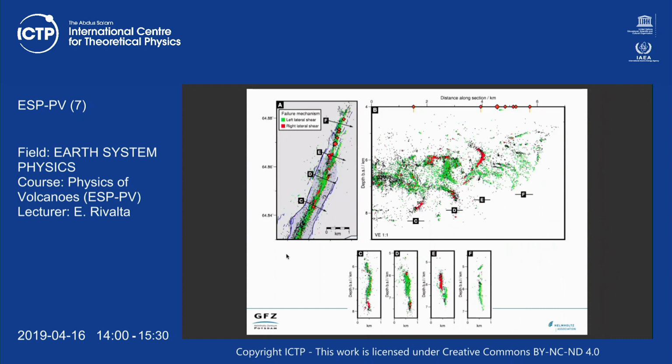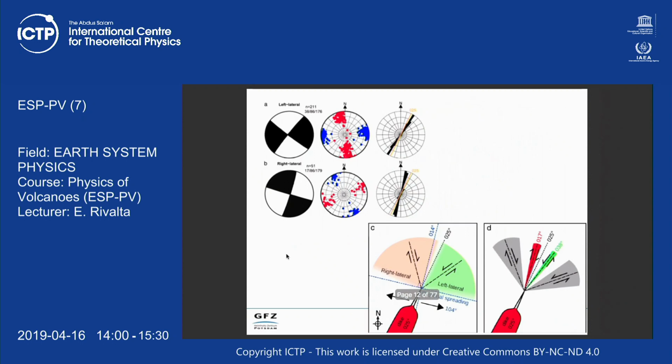You see, most of them are green rather than red. They plot in green, left lateral earthquakes that are supposed to occur in this region, while there are fewer here that are supposed to be red. They go into a deep discussion of why that is the case.